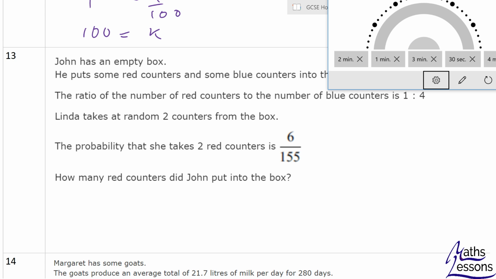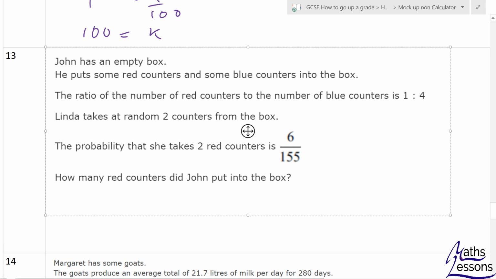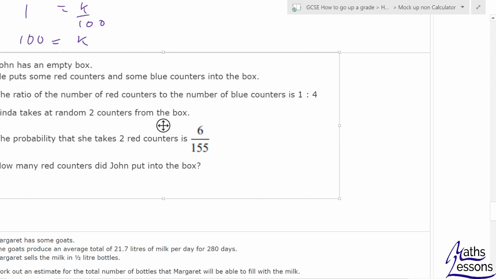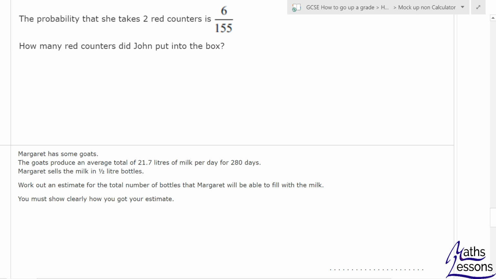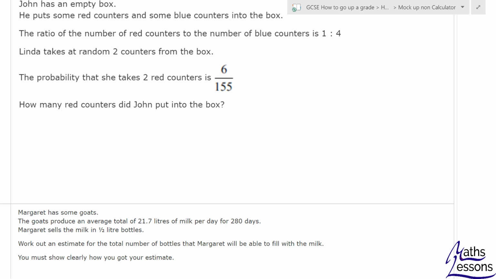Right, let's look at this question. Now, actually, I'm going to need a bit more space for this one. I'm not sure what's going to happen if I put some extra lines in there. Okay, so John has an empty box.